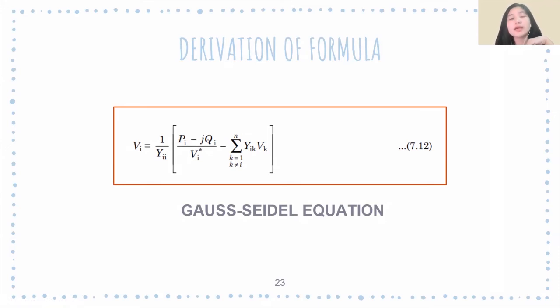multiplied with P sub I minus jQ sub I all over the conjugate of V sub I, minus our summation formula, wherein the summation of k equals 1, k is not equal to I, to n, Y sub ik times V sub k. So basically, this is our Gauss Seidel equation, and the thing that we should remember is that we just equated two equations, both for the purpose of solving for our injected current, so that we could come up with our Gauss Seidel equation.